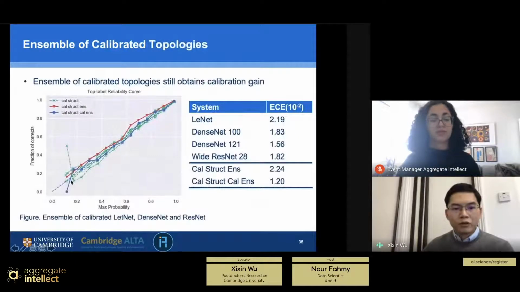Let's look at this figure. The green lines are the calibrated topologies: the calibrated LeNet, the calibrated DenseNet 100, calibrated DenseNet 121, and Wide ResNet. When we combine them together, we get the red line. The red line is the combination of the calibrated topologies, and we can see that it's still less confident than the members. And when we calibrate the red line with temperature annealing, we again get a slightly better ensemble. The calibration error measure also suggests this change. So this means that when we combine different calibrated topologies with varied weights, we still can have gain.